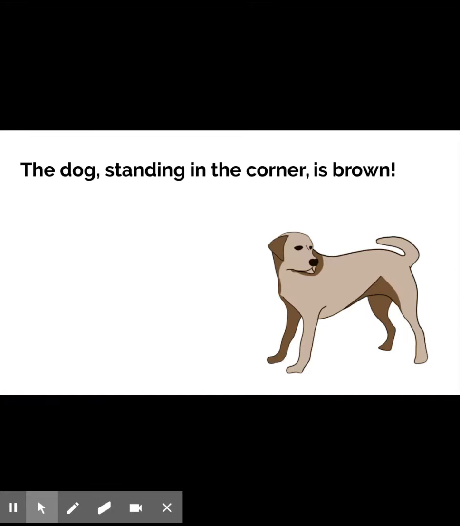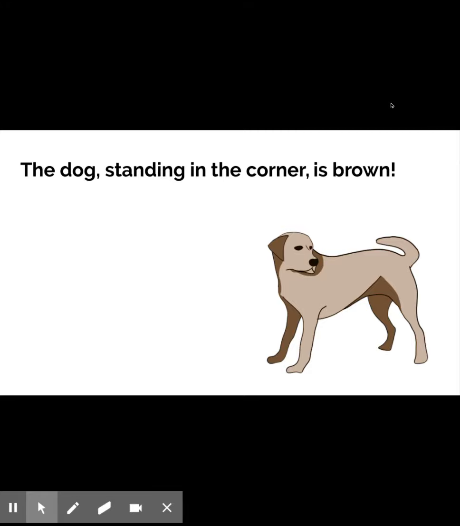Let's take a look at an example sentence with the participle in it. If you follow the notion that a verb is an action, it would seem that the sentence, "The dog standing in the corner is brown," has two verbs, the is and the standing. However, standing does more than just be an action. It is describing something. It is describing which dog. So which dog are we talking about? The dog that is standing in the corner.